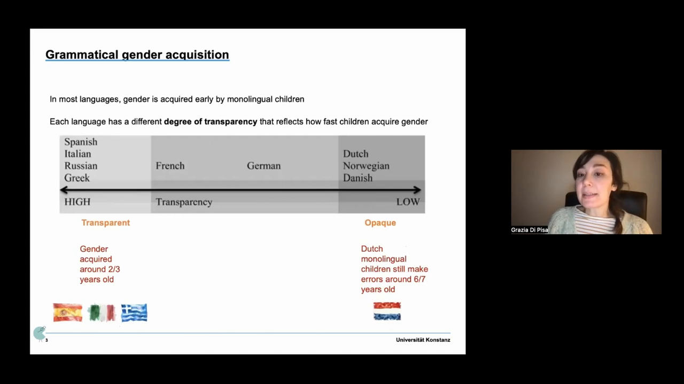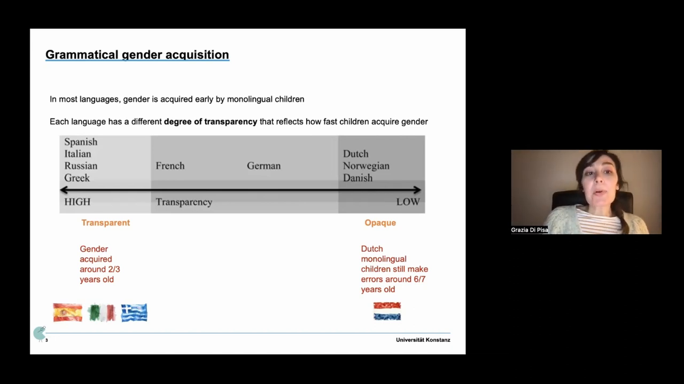When I said that in the L1, so in the native language, sometimes there are some exceptions, I was referring to the degree of transparency of the language. In fact, in most languages, gender is acquired early by monolingual children, and each language has a different degree of transparency that reflects how fast children acquire gender.